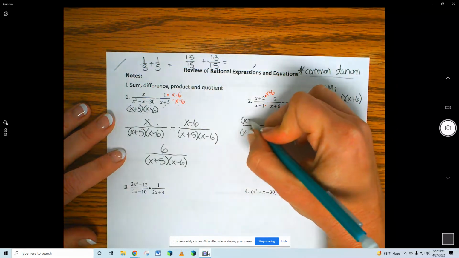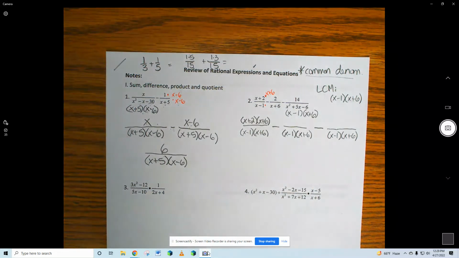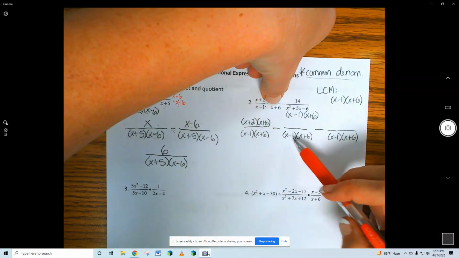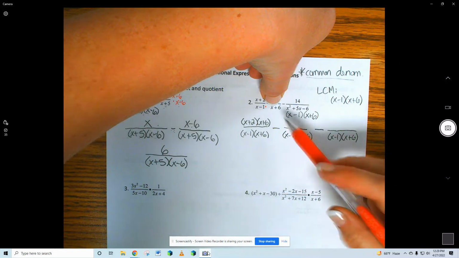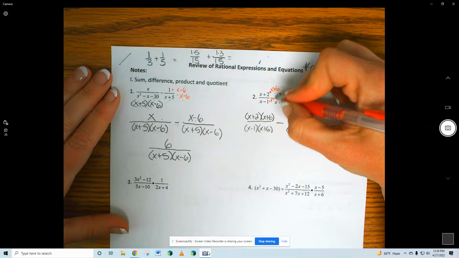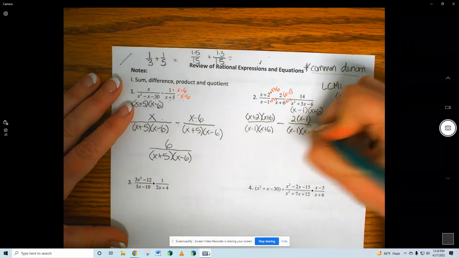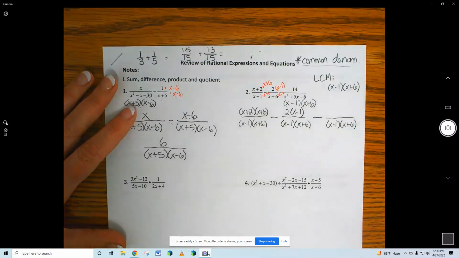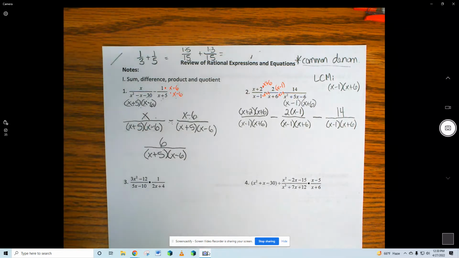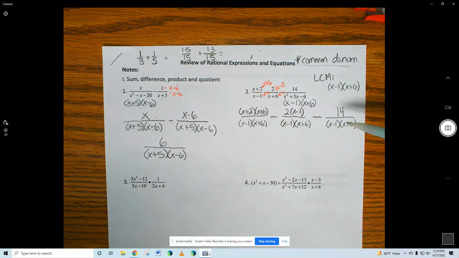So I'm going to do x plus 2, x plus 6. I'm not going to FOIL it yet. Second fraction already had an x plus 6 in the denominator. So I need to get this denominator, multiply by x minus 1, top and bottom. 2, x minus 1. The last one was set. 14 just stays. Okay. I don't touch the denominators. I'm only going to work with the numerators and simplify those.